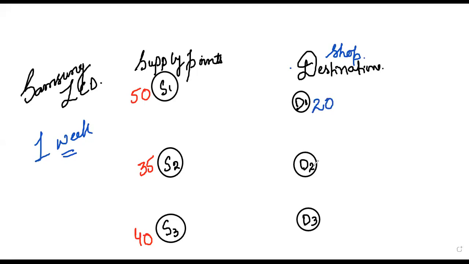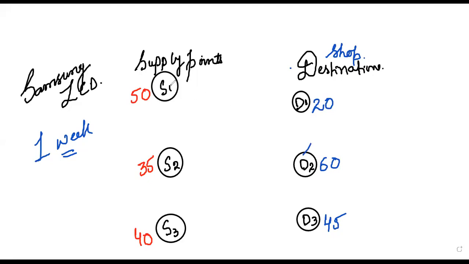Suppose this is destination point 2. For this destination 2 or shop 2, the demand in the same interval of time is 60 units, and the demand for this one is 45 units. I have roughly taken an example where I have 3 supply points or 3 manufacturing points or 3 source points, and here we have 3 destinations or 3 shops where these goods are to be delivered. So I have taken an example of three supply points and 3 destinations.